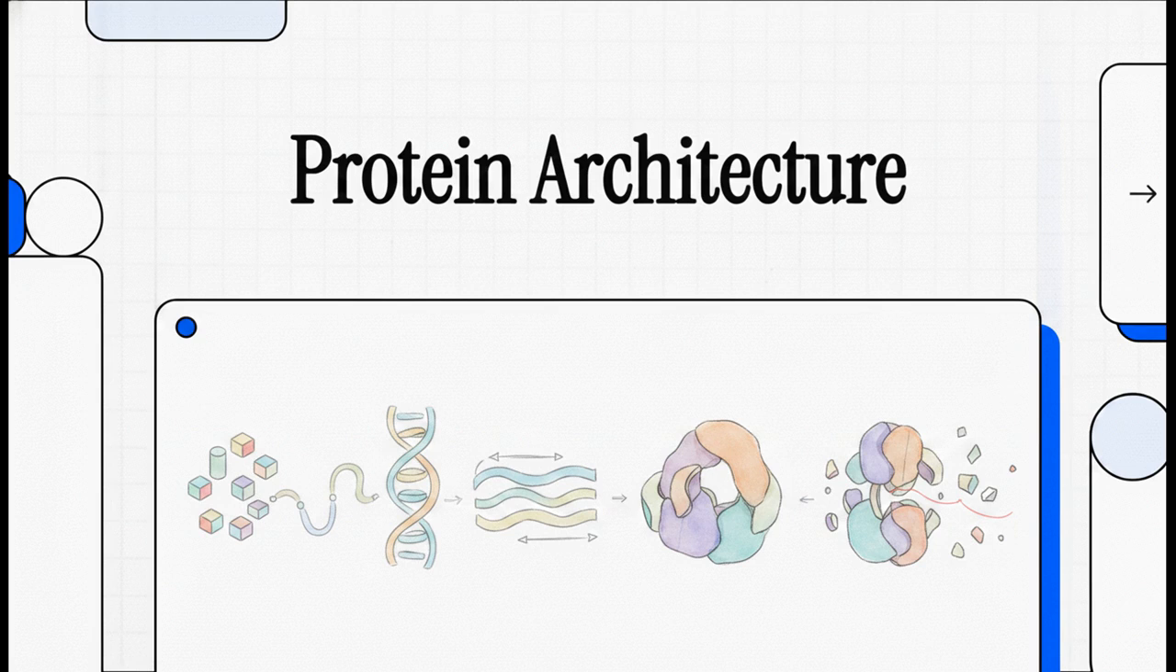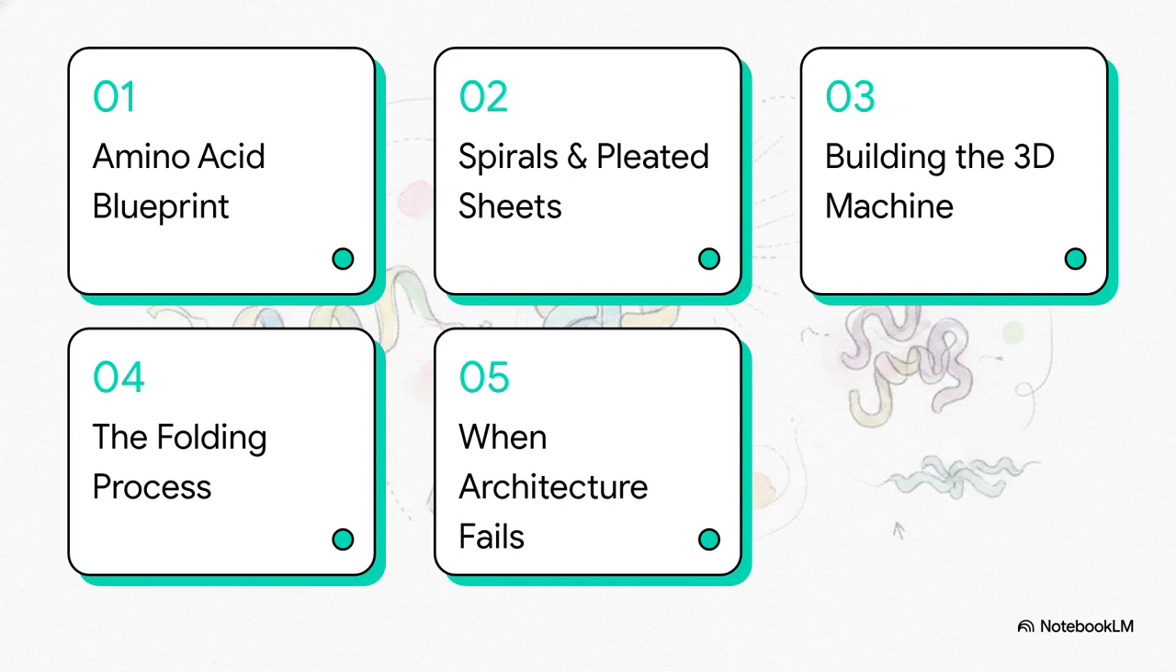But just like any complex building out in the real world, if the structural integrity is compromised even a tiny bit, the results can be catastrophic. So we're going to trace this entire journey together, from the very first architectural blueprint all the way to the devastating consequences of a structural collapse. Here is our architectural blueprint for today's explainer: the amino acid blueprint, spirals and pleated sheets, building the 3D machine, the folding process, and finally, when architecture goes wrong. Let's get right into it.